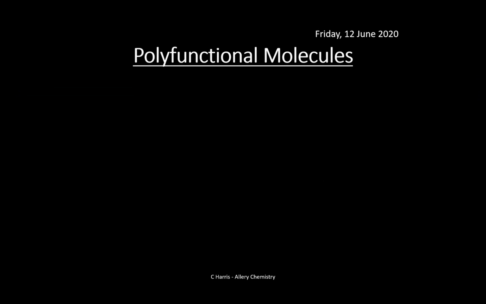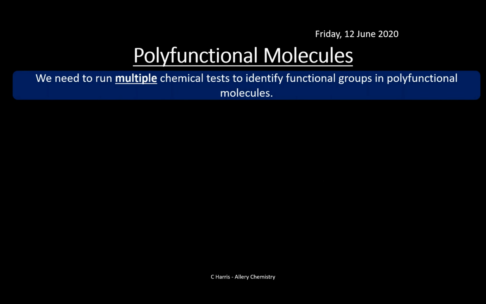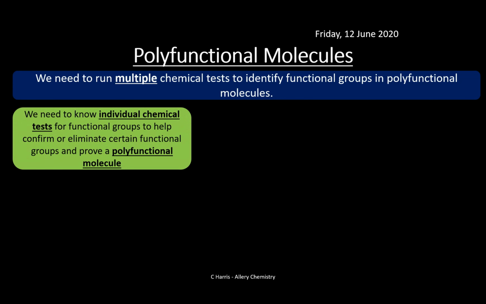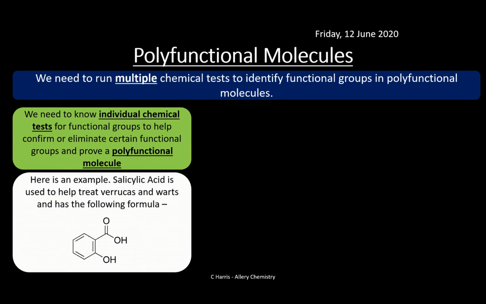Okay, right. So we need to run multiple chemical tests to identify functional groups in polyfunctional molecules. Okay, so we need to be able to identify them. So we need to know individual chemical tests for functional groups to help us confirm or eliminate certain functional groups and prove a polyfunctional molecule. Okay, so polyfunctional molecule is where you've got more than one functional group in there. So let's have a look at this one.